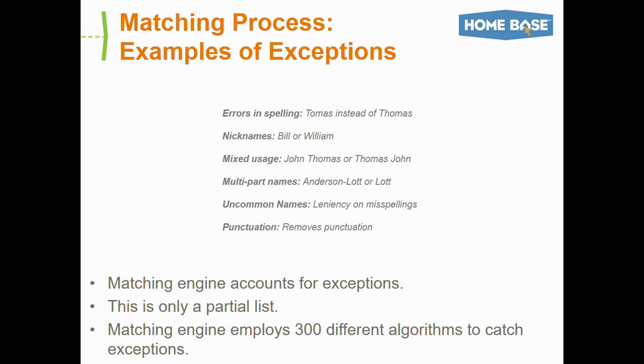Here are a few exceptions to consider when data is being submitted for matching. Matching accounts for over 300 different types of exceptions, so this is just a partial list, but just wanted to give you an idea of the types of exceptions that it runs through. So obviously errors in spelling, Tomas versus Thomas, nicknames, so you want to make sure that you're entering the legal name, not a nickname, but it can account for those exceptions. Mixed usage, also things like partial names, uncommon names, and even punctuation.